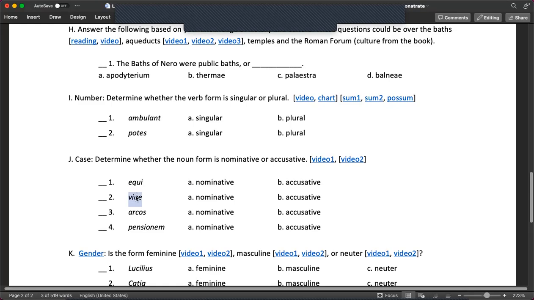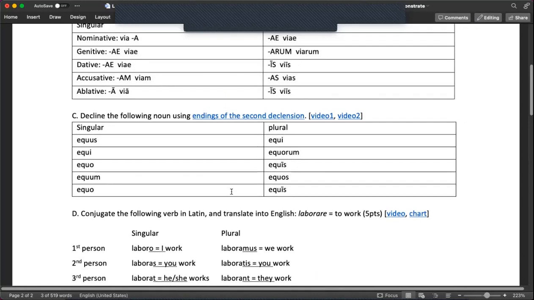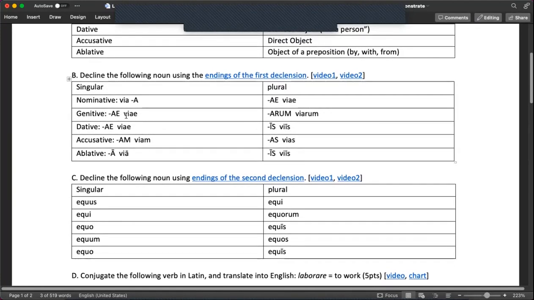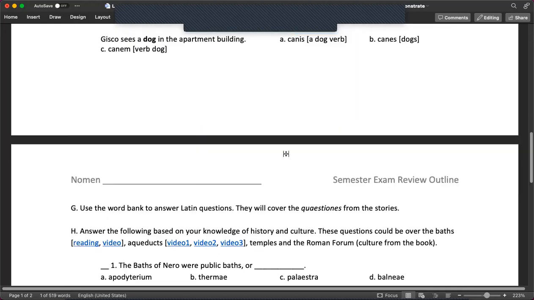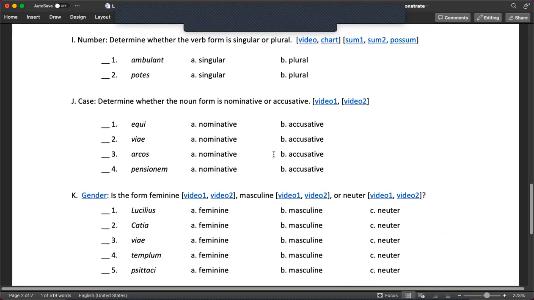How about this word vi? The ending is ae. So I'm going to go back up. I'm going to say, okay, vi. And there it is in the genitive, but that's not one of our choices. Our choices are nominative and accusative. And let's look a, am, ae, as. And so I see their nominative, plural. So the answer for this one is also going to be nominative.